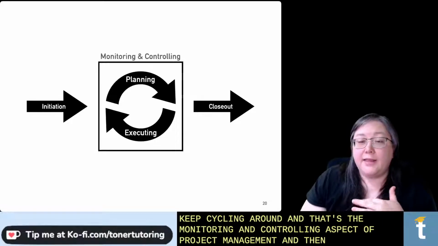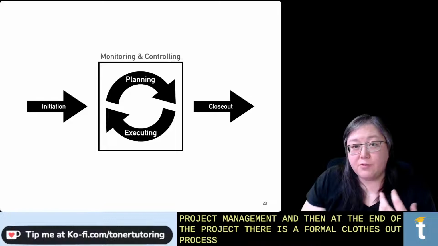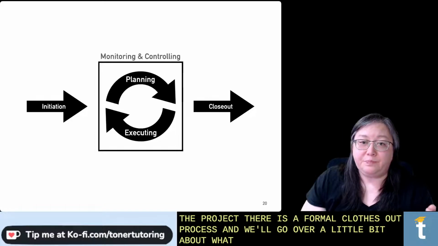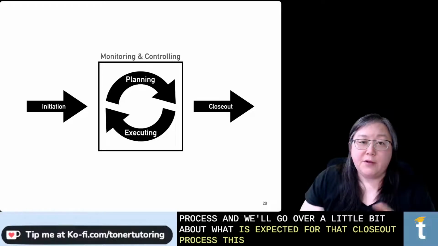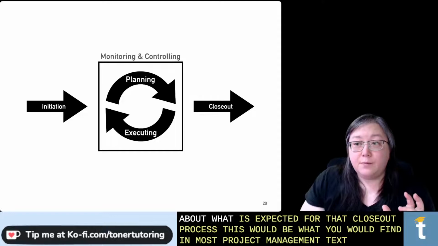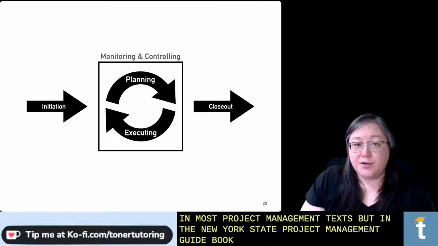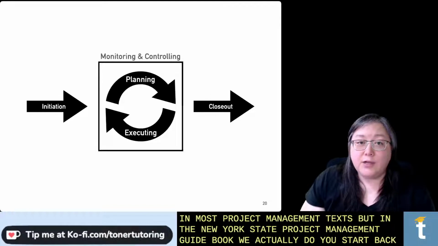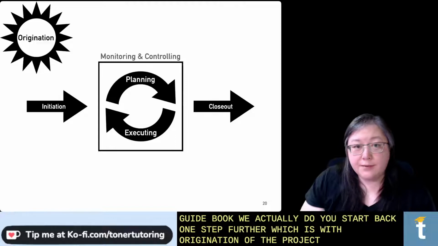And then at the end of the project, there is a formal closeout process, and we'll go over a little bit about what is expected for that closeout process. This would be what you would find in most project management texts, but in the New York State Project Management Guidebook, we actually do start back one step further, which is with origination of the project.